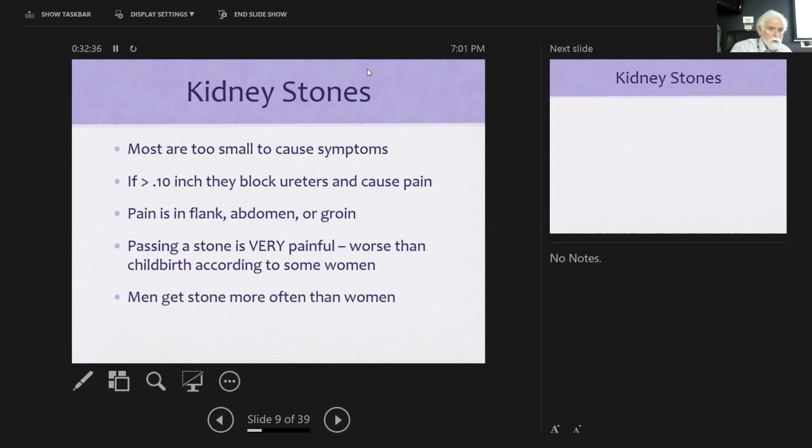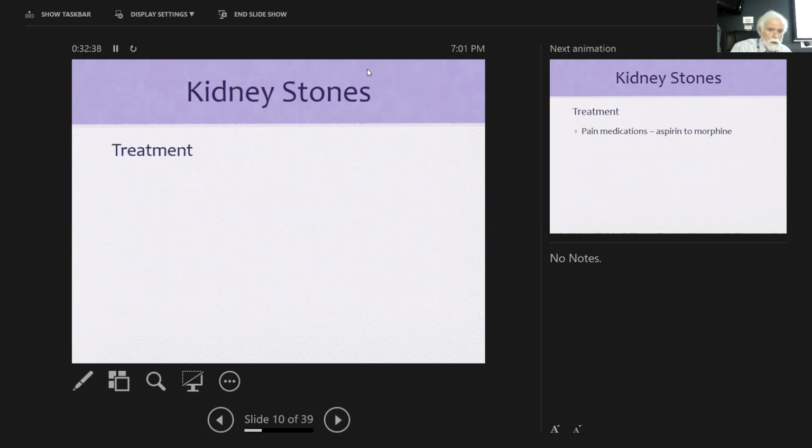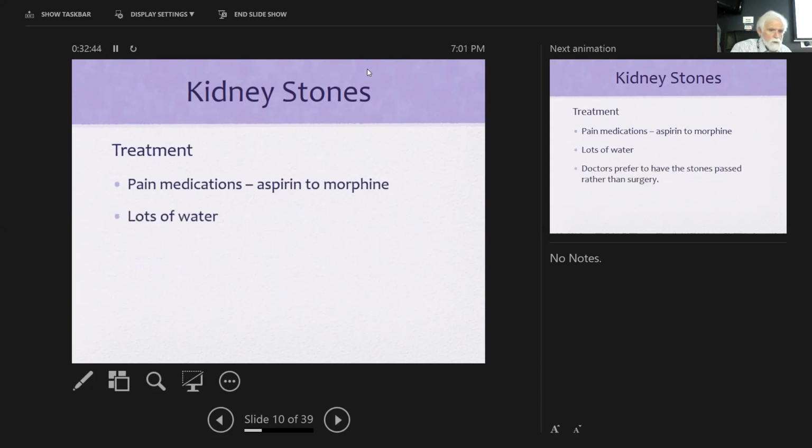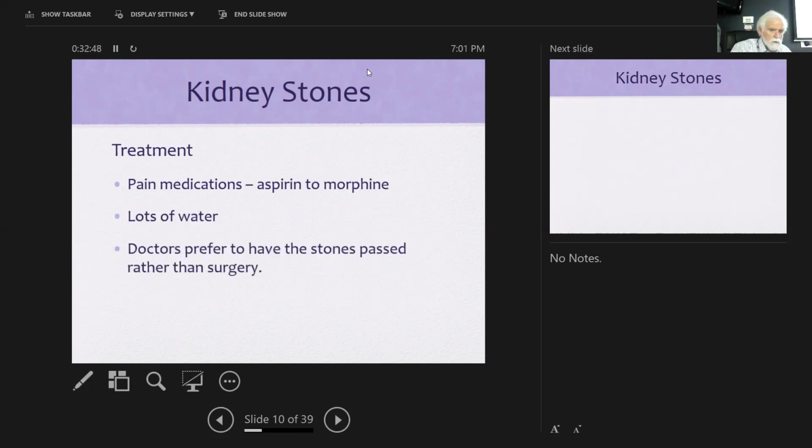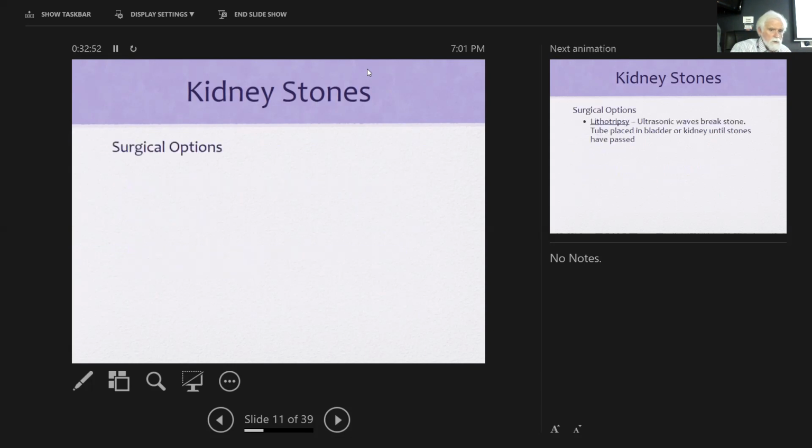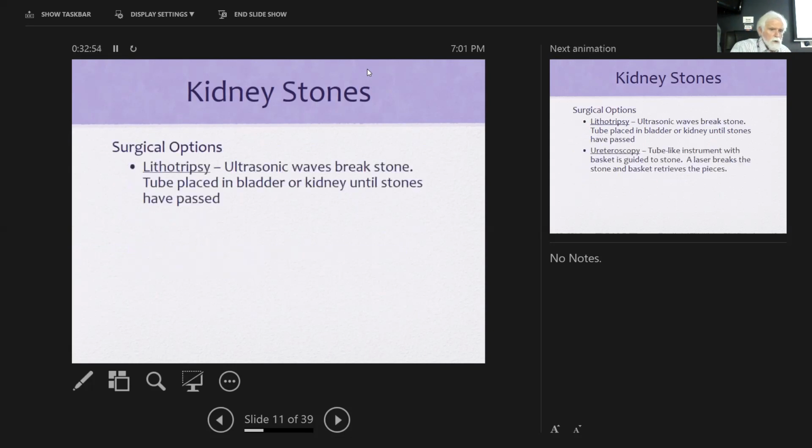Men seem to get them more than women. Treatment is pain medications, the entire spectrum of pain medication. Lots of water to try and dissolve them. Surgery is used. We can use ultrasound. Lithotripsy is using ultrasound, using sound waves to break up the stone.